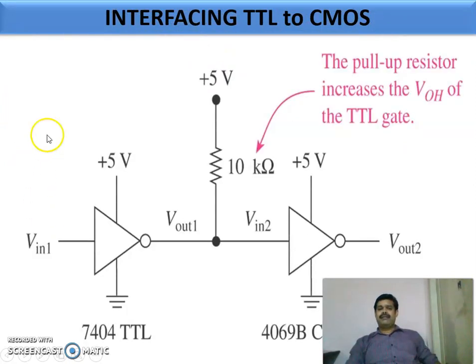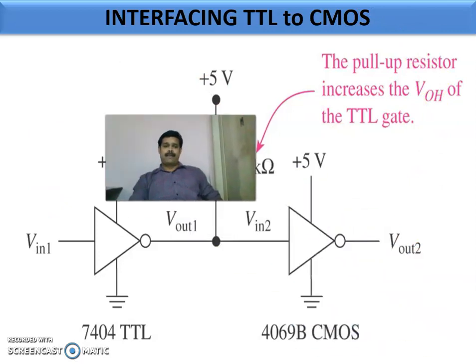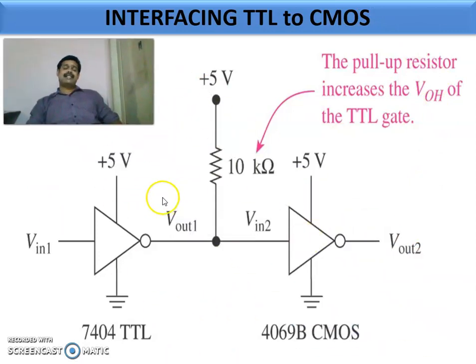Now, interfacing TTL to CMOS. This is the first case. We have seen that the output voltage of TTL is less than the input voltage of CMOS. So we have to use a pull-up resistor. This pull-up resistor will raise the output voltage to 5 volts, so it can drive the CMOS.